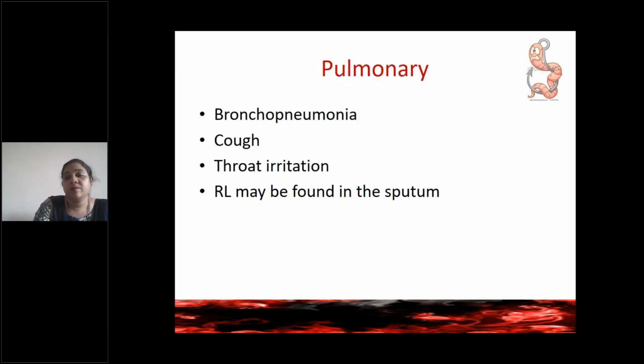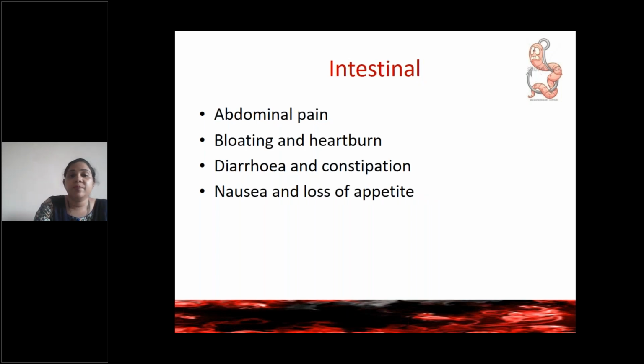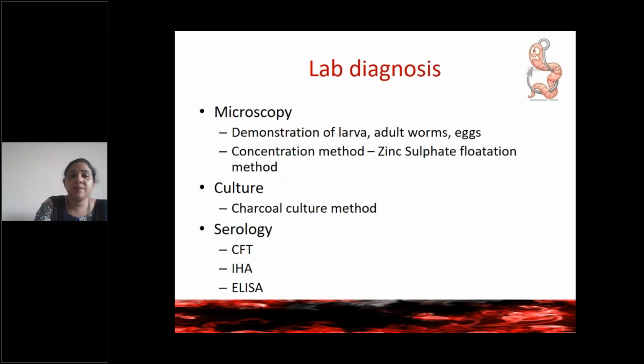Next, pulmonary, which is respiratory. So what are the symptoms? Bronchopneumonia, cough, throat irritation, and rhabditiform larvae may be found in sputum. Next, intestinal, gastrointestinal. What are they? Abdominal pain, bloating, heartburn, diarrhea, constipation, nausea, and loss of appetite.